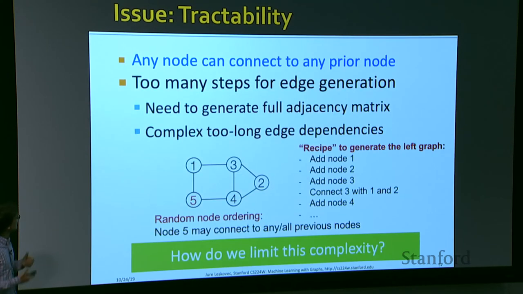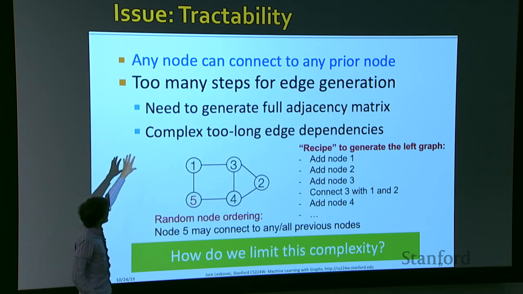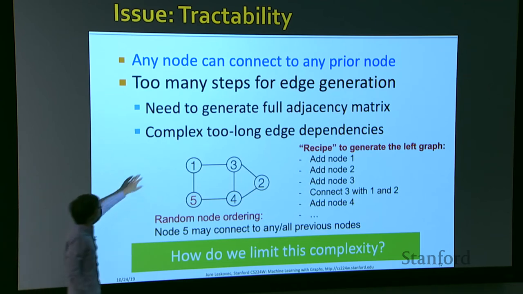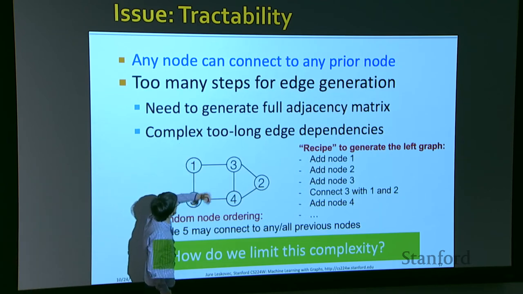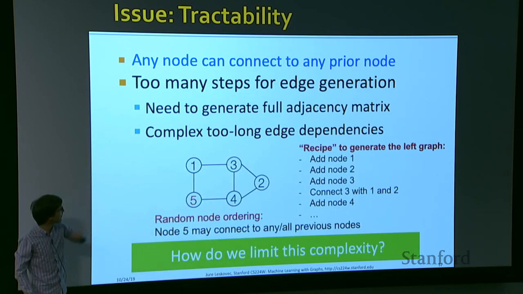Exactly the same point: any node can connect to any prior node. This means there will be too many steps to keep in mind, too much to memorize to generate the graph. In principle, we need to generate the full adjacency matrix. These are too long dependencies. I need to memorize too much.